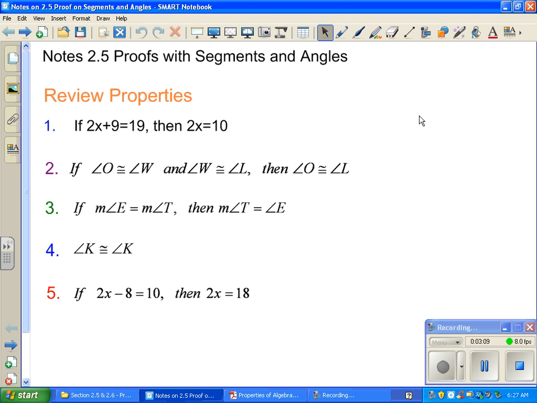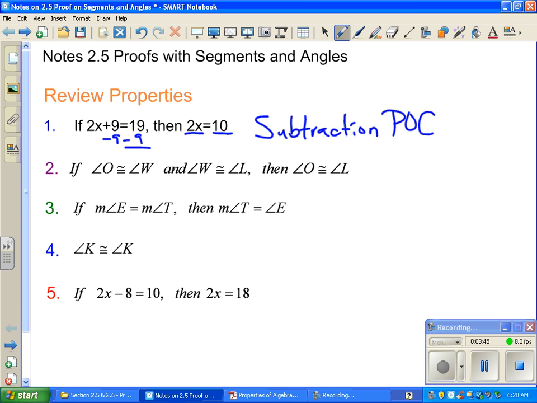Now, what you want to do is look for the change between the if part of the problem to the then part. So I know when I solve this first problem, I'm going to take 9 away. And when I take 9 away, I end up getting 2x equals 10 because 19 minus 9 is 10. But when I name the property, I have to think about what operation I just did. I did subtraction, and that is the name of the property. The subtraction property of equality. So we abbreviate property of equality.